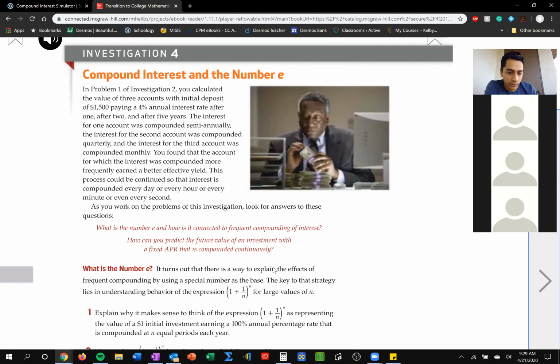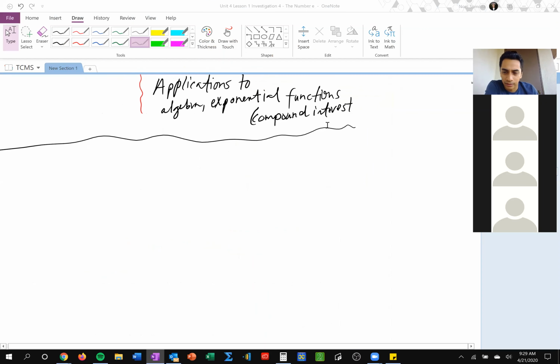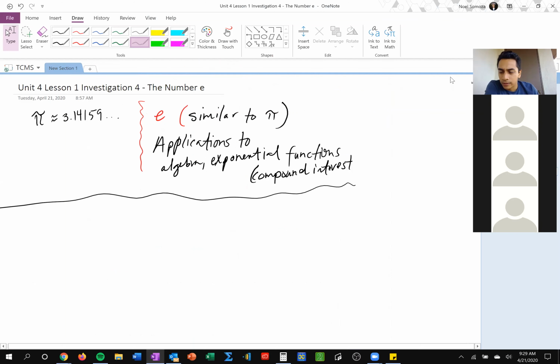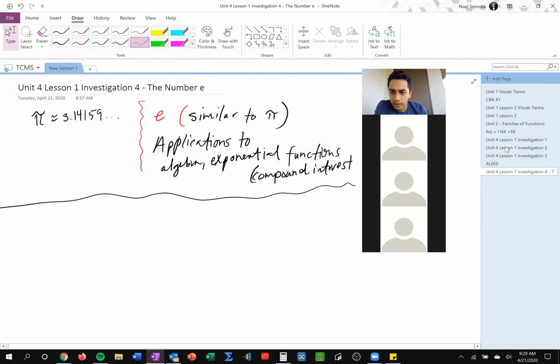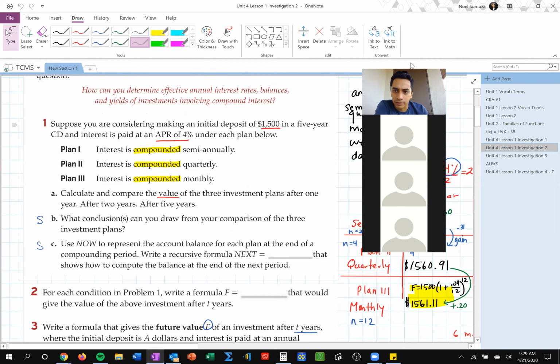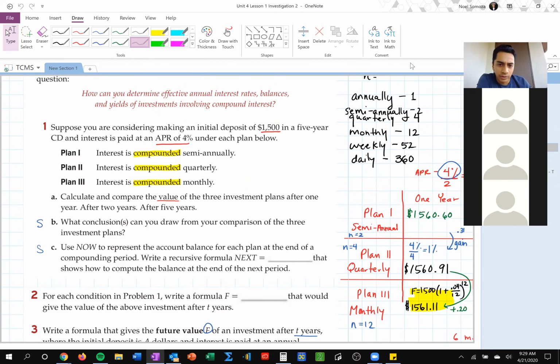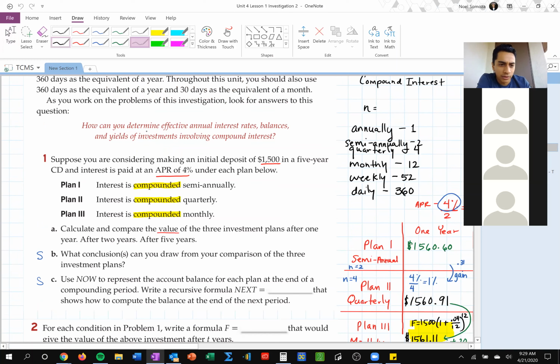Just to refresh your memories, we have that here. Let me pull it up. It said it was investigation 2, so let's go back. And this is the problem right here that they're talking about. We had an initial deposit of 1,500 in a 5-year CD. The interest is paid at 4%. And then we did these calculations based on whether we were going to do this at a semi-annual rate, a quarterly rate, or a monthly rate.